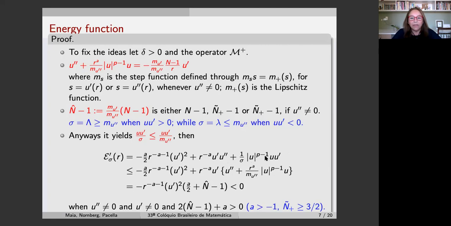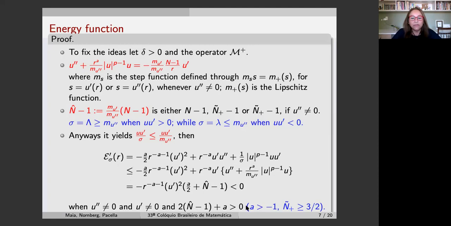So we have from here this inequality, and again, using the inequality above for Pucci's operator in the radial form, we can substitute by this and end up with this product: r to the minus a minus 1, u prime squared, times a over 2 plus n hat minus 1. So the sign of this product depends on the sign of a over 2 plus n hat minus 1. If this is positive, then this derivative is less than or equal to a negative number, and so it's negative. When is a over 2 plus n hat minus 1 positive?